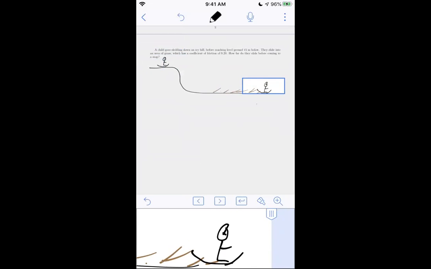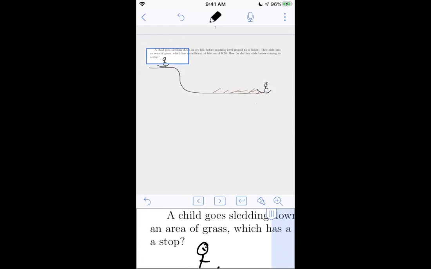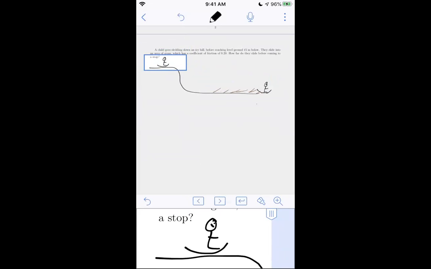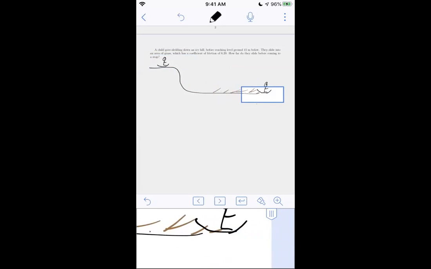Okay, so we're looking for, and I guess I should say, I didn't really say in the problem description, but I should have said, they start basically from rest, so they didn't get a running start, they just kind of edge out over the hill to get going that way, right? So we want to know what's this distance? How far did they travel through the grass?